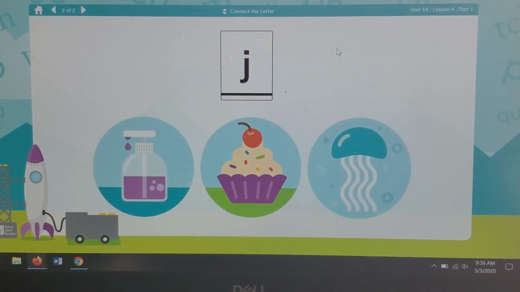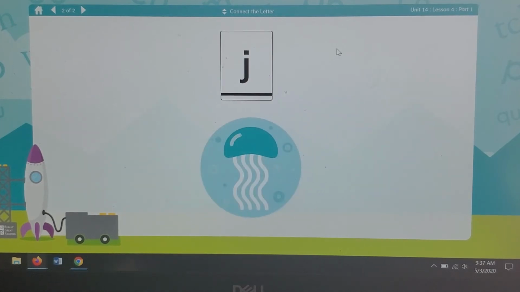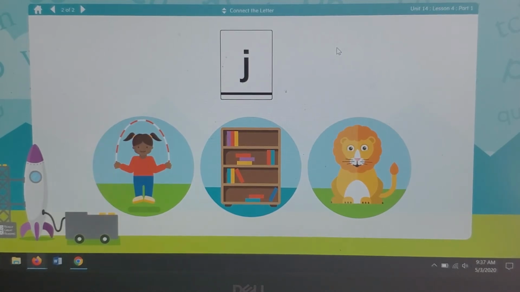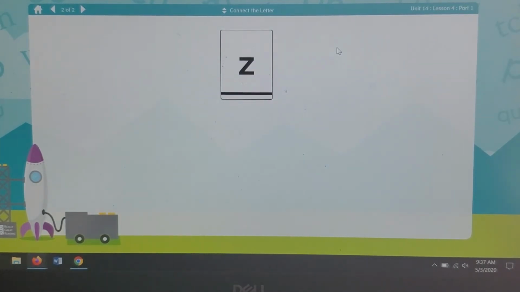Next, we have soap, cupcake, jellyfish. Which one begins with J? Jellyfish is correct. Next, we have jump, bookshelf, lion. Which one begins with J? Jump is correct. Our next target sound, the letter Z.